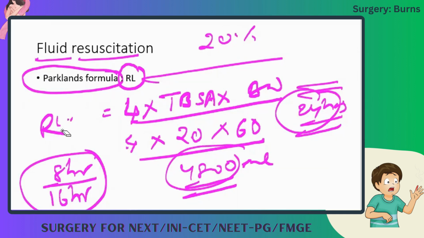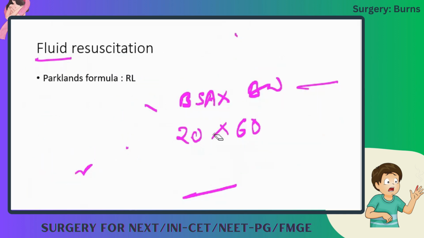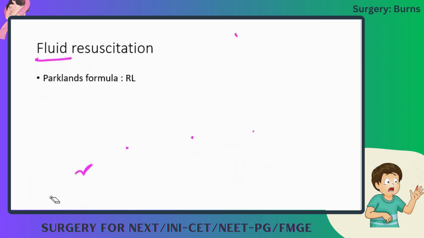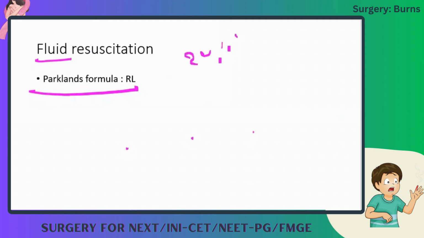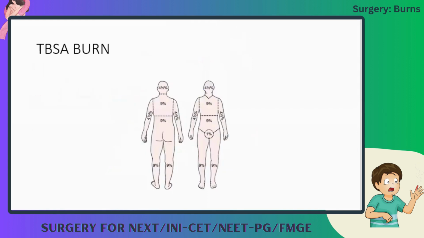TBSA is total burnt surface area. So not only calculating it, but how to give it. This formula is for 24 hours. In the first 8 hours, you have to give half of it. In the next 16 hours, you have to give the next half of it.